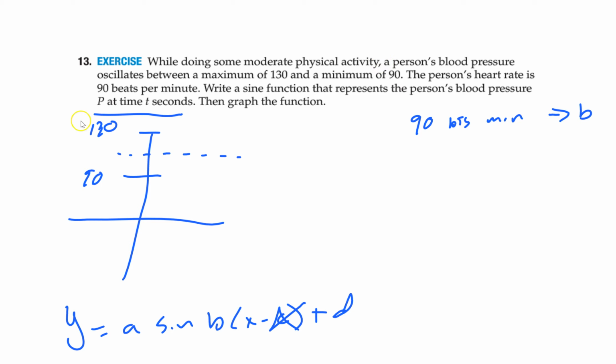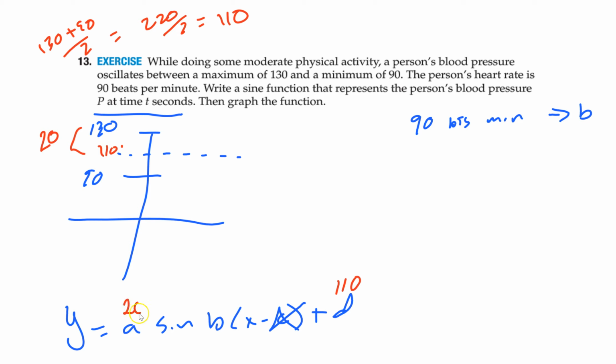That's the easiest one. So you have 130 and 90. We have to find halfway between those two. So you just add them up and divide by 2. So I get 220 divided by 2, which is 110. So that's my vertical shift. That's the middle. Now once I have that, I can find the amp. Just subtract 110 from 130, and you get 20. That's how high up and how low I go. So the only thing left is to find my B.